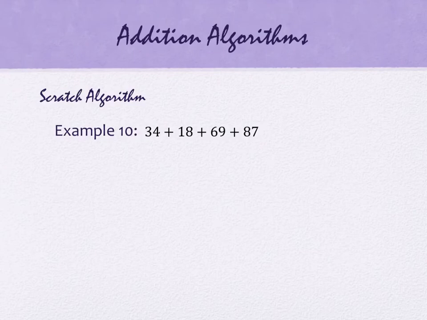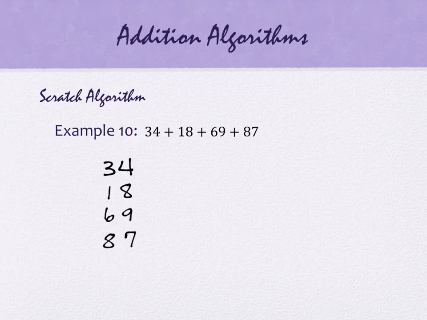So the change that you see happening here is I'm adding 4 values together. They happen to be 2-digit numbers, but it doesn't matter how many digits they are. It has to do with the fact that I'm adding 4. So I'm going to write them vertically just like we did a moment ago. I have 34, I have 18, I have 69, and I have 87.